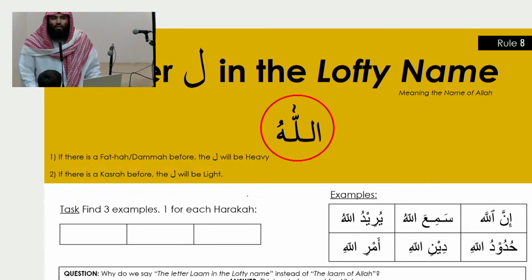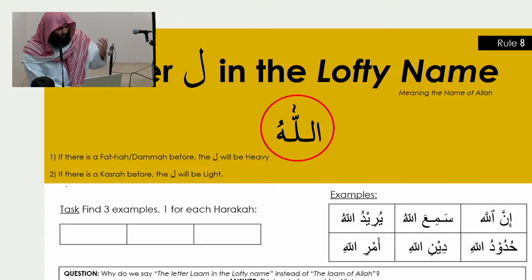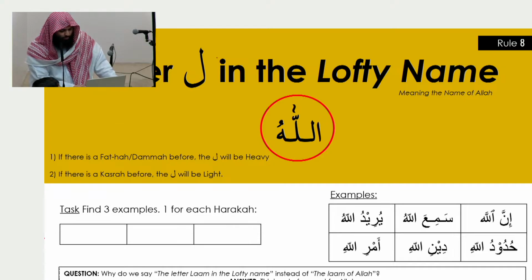So what is the ruling? The ruling is very, very simple. The ruling is, you got it over here. Number 1, if there is a fatha or a dhamma before it, it will be pronounced, the lam will be heavy. The lam will be heavy.